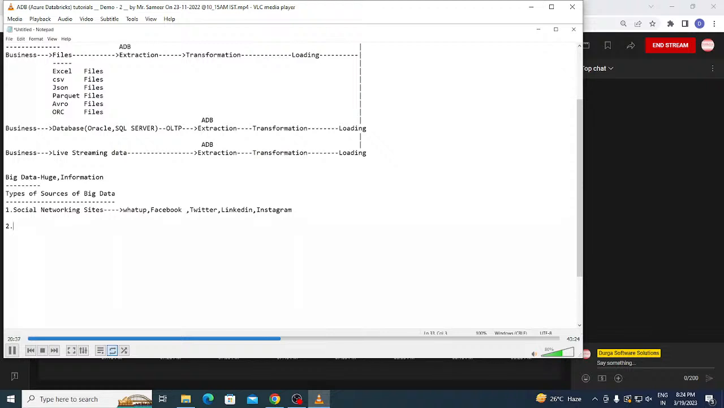Next one after this, guys, you have the second source. So what is the second source? We can say the second source is the banking application. Across the globe, banking applications are considered as the major source of getting the big data.